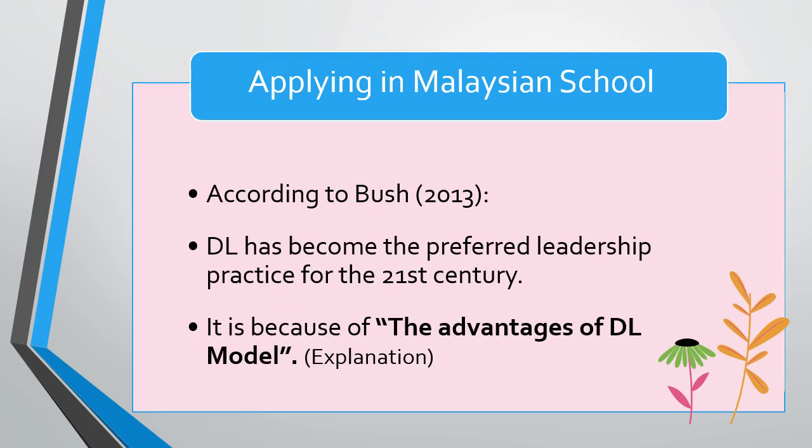Potential of applying the distributed leadership model in Malaysian schools. According to Bush 2013, distributed leadership model has become the preferred leadership practice for the 21st century. It is because of the advantage of the distributed leadership model: it disperses leadership throughout the school and does not confine it to one individual.